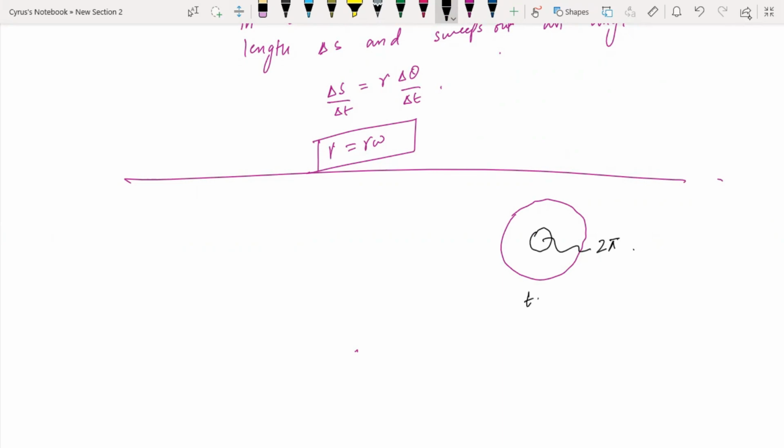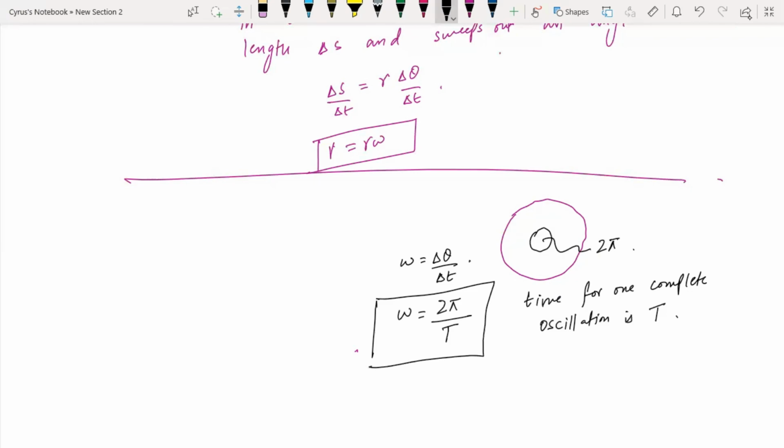So the time for one complete oscillation is capital T, and you know that you can write omega as delta theta over delta t. So here, in place of delta theta we write 2 pi for the full circle, and in place of delta t we write capital T. So we get another equation, omega is equal to 2 pi over capital T.